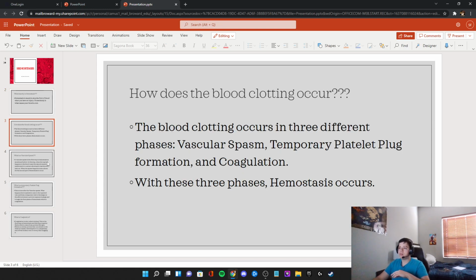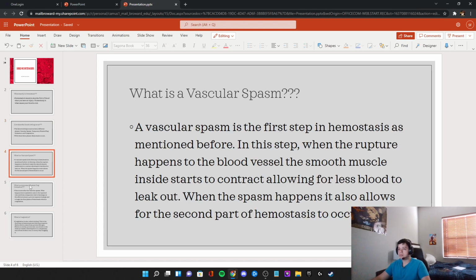So, how does blood clotting occur? As I mentioned before, it is caused by a rupture or a cut in your skin. There are different forms: internal and external. External is a cut on your actual body, but internal is something dealing more with inside your body; it's also called intrinsic. So with these phases, hemostasis does occur.